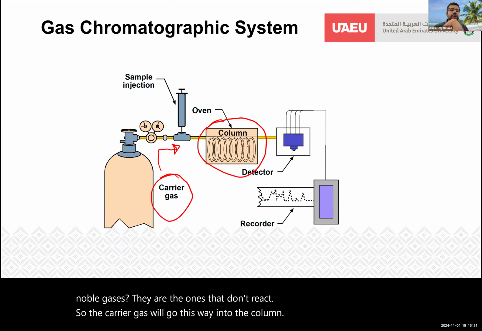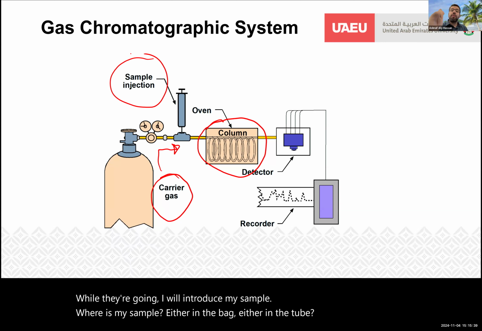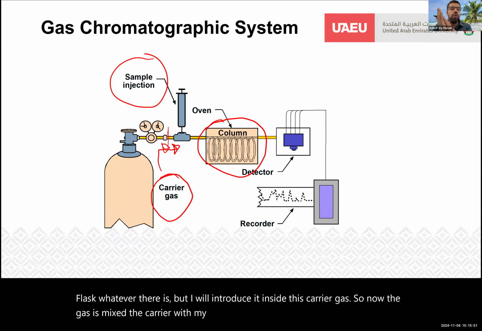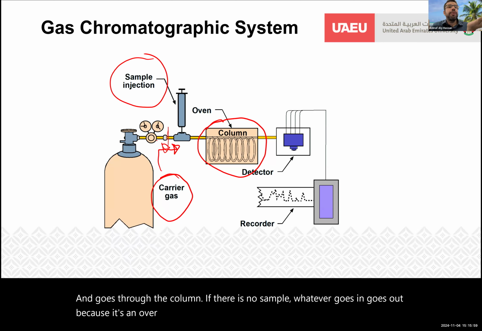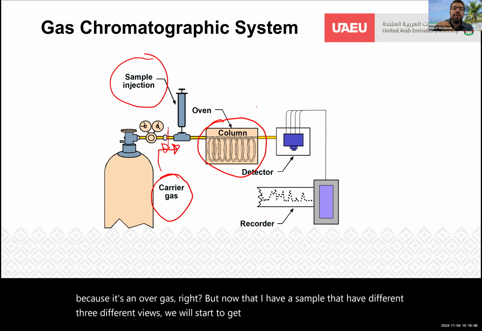While they are going, I will introduce my sample. Where is my sample? Either in the bag, or in the tube, flask, whatever there is, but I will introduce it inside this carrier gas. So now the gas is mixed, the carrier with my sample, and goes to the column. If there is no sample, whatever goes in goes out, because it's a noble gas, right? But now that I have a sample that has three different VOCs, we will start to get them out at 3 different times. 1, and then 2, and then 3.